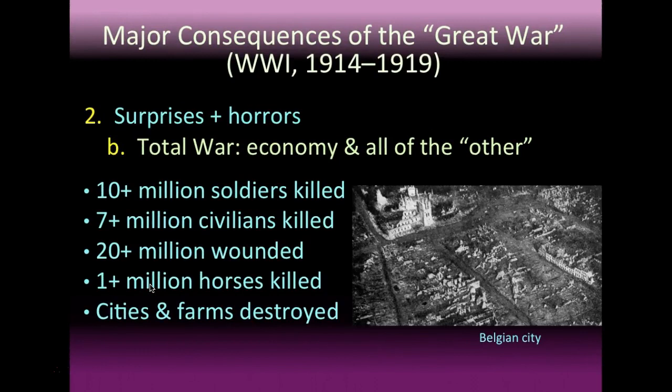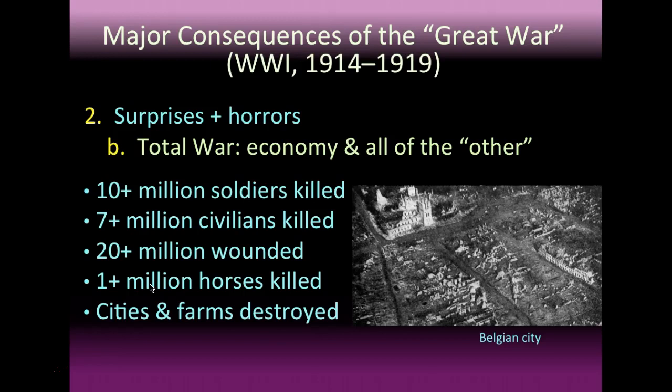Again, it was total war. The economy and all of the opposition was considered enemy. This image is of a Belgian city, and you can see parts of remaining buildings. Everything was annihilated. Schools, churches, hospitals, everything counted as enemy because it was really considered total war.